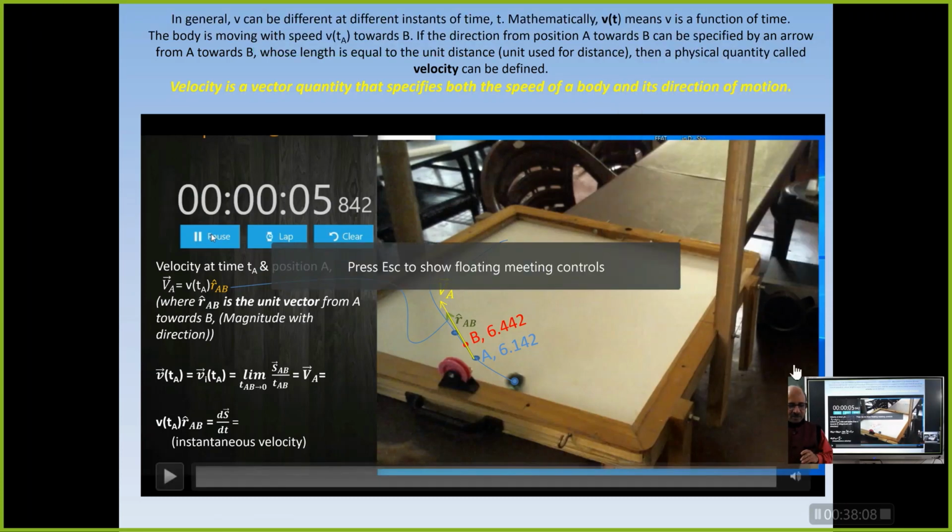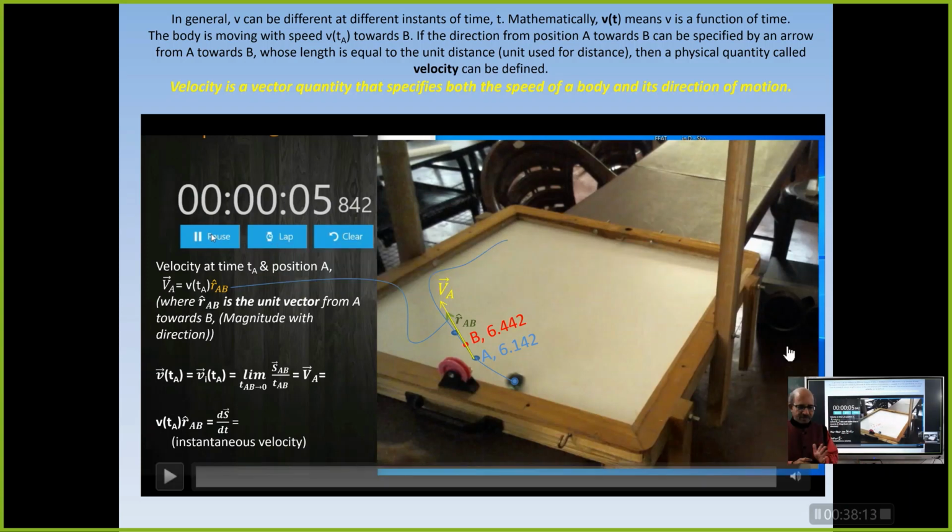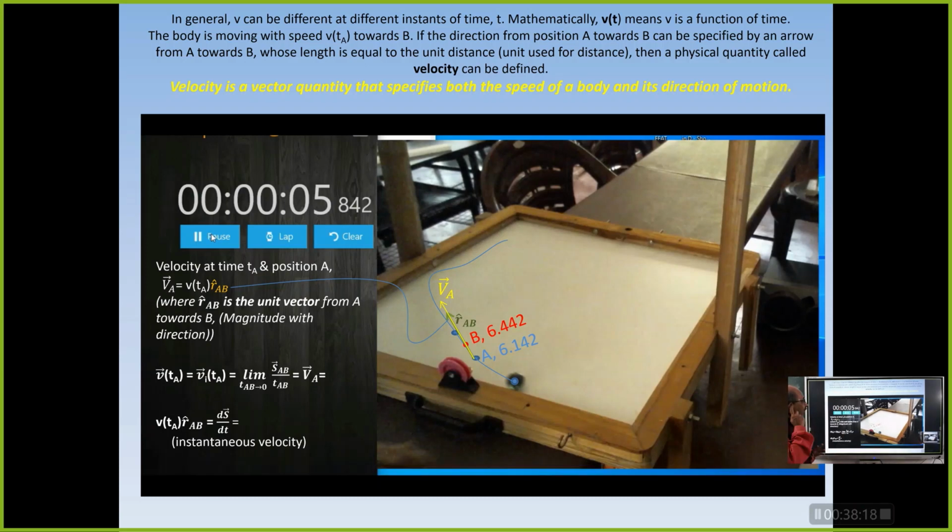Now try to understand this concept. If you have understood the previous concepts, you will understand these concepts. So now very carefully, you read. In general, V can be different at different instants of time. The speed can be different at different instants of time. Mathematically, we are going to write it as V of t. V of t might be a new term to you. So you should understand that the speed V is a function of time. That means it depends upon time. At different instants, the speeds are different. That is what it means. V is a function of time.